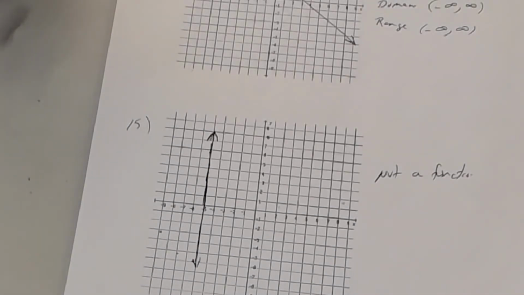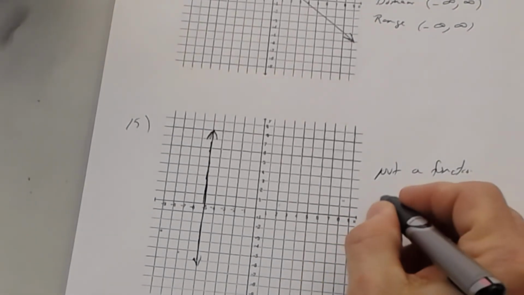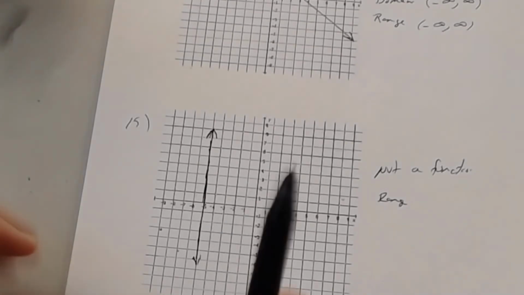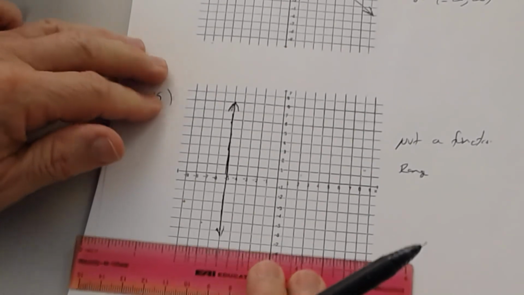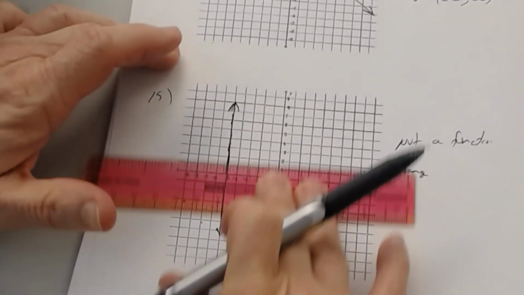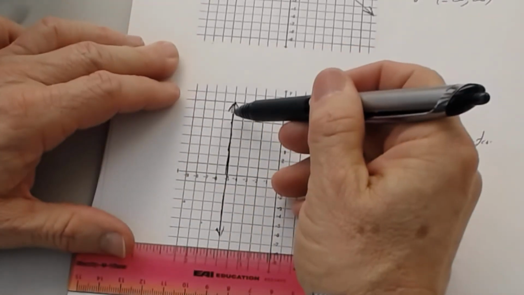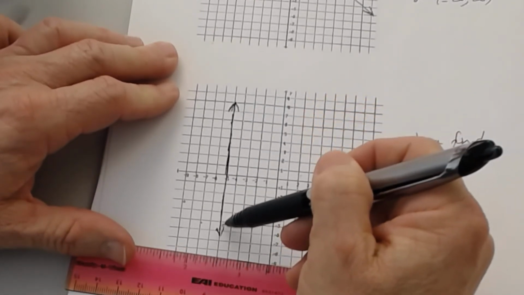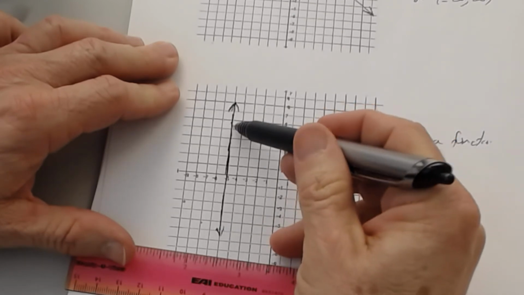Now look at number 15. Let's do the range first. Now remember, number 15 is a vertical line. Remember we said a vertical line is a function or not a function? Not a function. Okay, but we can still talk about domain and range of this relation, even though it's not a function. What's the range? Negative, negative, positive. Yeah, because the arrows are pointing down and it's going up, right? So notice that if I look at any of these points right here, I have any y value.